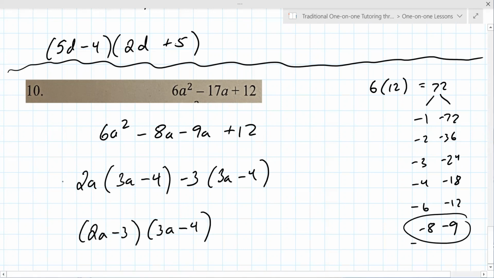Which step here are you struggling with? Is it this one here? I'm asking just so I can help you work through this. Which step are you struggling with?